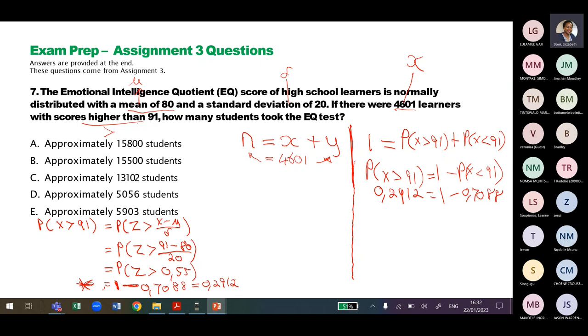It is the same thing, one and the same thing. Can you see that it brought me back to the equation that I wrote earlier? So that makes it easier, because I know that 29% makes up 4,601. So what will be the rest? What makes up the rest of the student body?